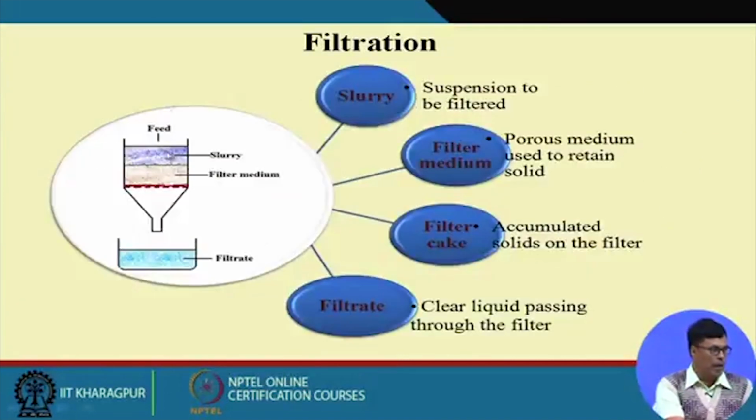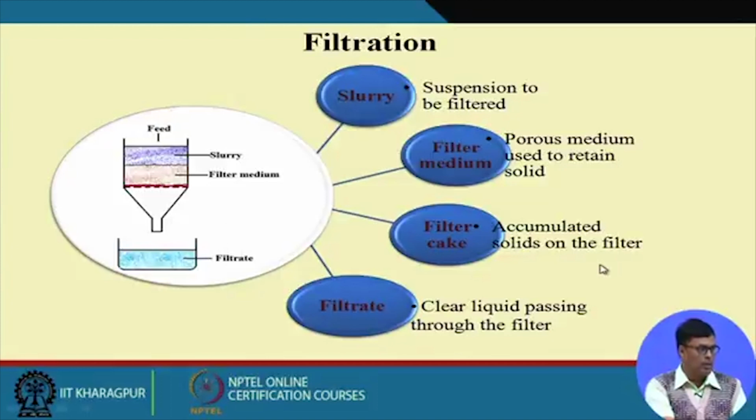Now in filtration we have slurry, we have filter media, we have a kind of sieving, and then we get the filtrate. The slurry is the suspension that we put in, a combination of solid and liquid. Then the filter media is the porous media used to retain the solid particles. The filter cake accumulates the solid in the filter, this is cake formation, and the clear liquid passes through the filter and comes out like this.